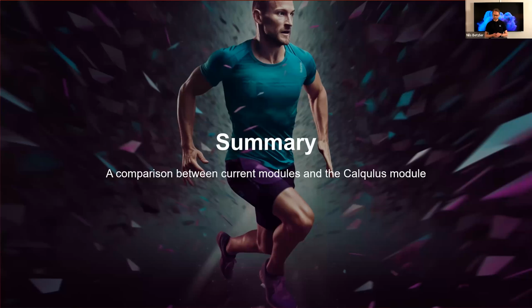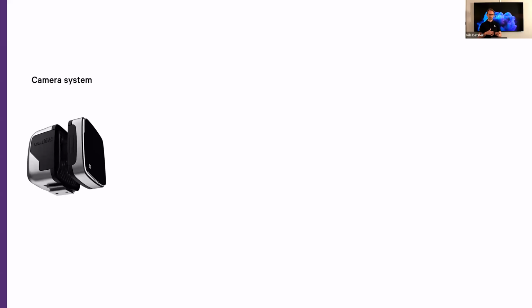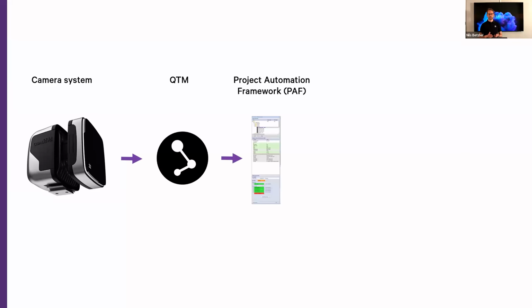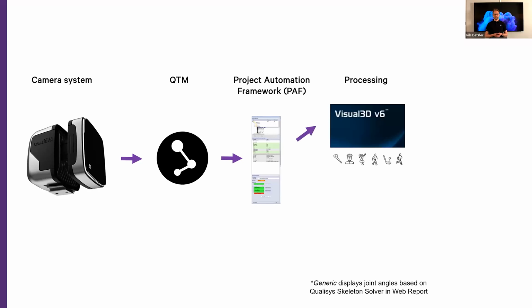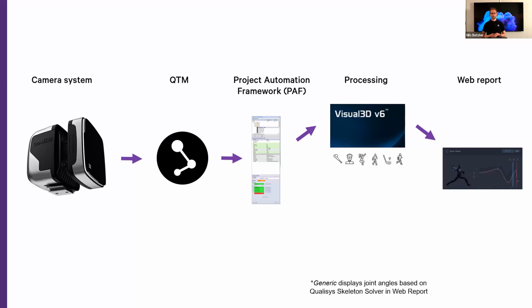Nice demo. So now you saw the Calqulus workflow, but an obvious question is, how does this compare between the current, traditional modules and the Calqulus workflow? So first, an overview again. What we just did is we recorded with the camera system through QTM. Data was handled with the project automation framework. And then we could have sent it to Visual 3D if we were using the traditional cycling module. And then from Visual 3D, it would go into the web report.